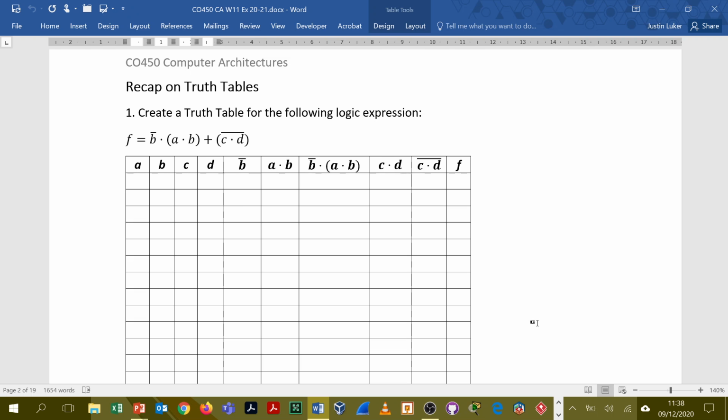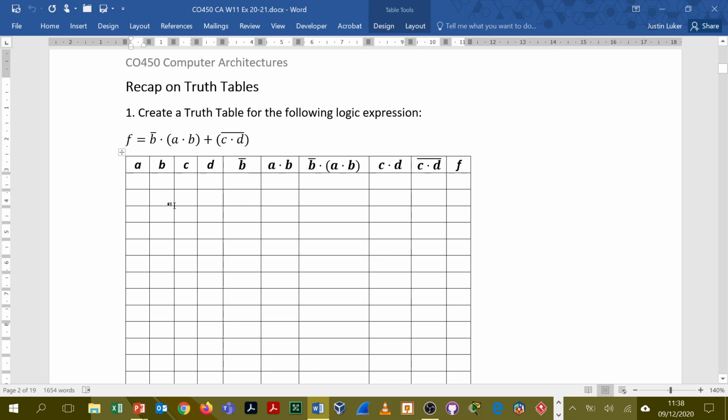This is the exercise sheet for this week, and we've got a recap on truth tables to start with. It says create a truth table for the following logic expression. So we've got our expression here: F equals NOT B AND A AND B, OR NOT C AND D. We've got an AND and we've got a NOT here, so we've got a few things to work through.